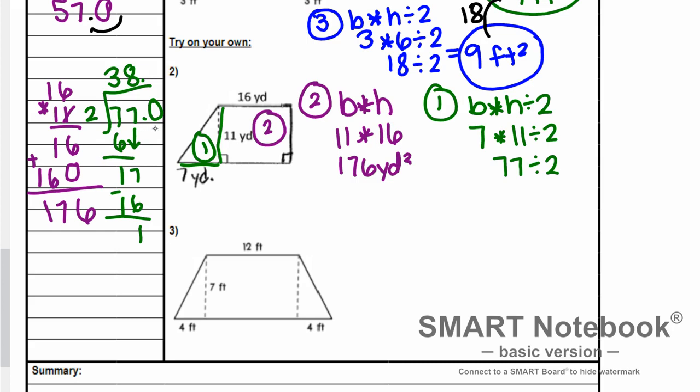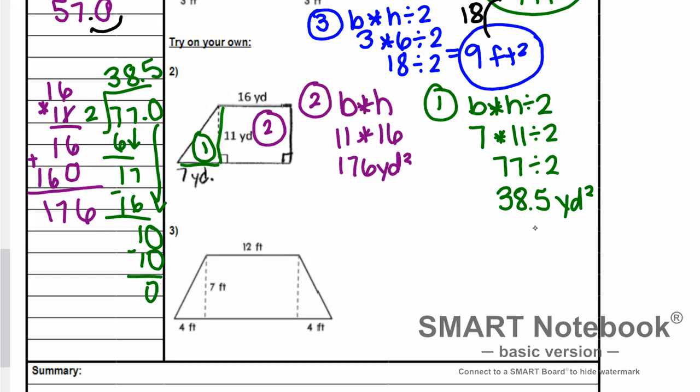When we add that decimal in our number here, we have to add it in our answer. 2 can fit into 10 5 times. 5 times 2 is 10. No remainder. We are good to go. So this is going to be 38.5 or 38 5/10 yards squared.